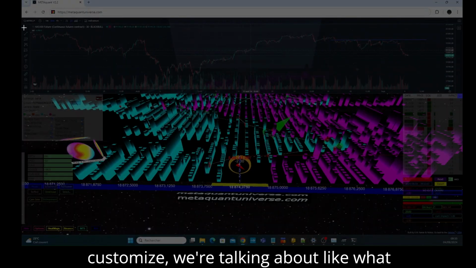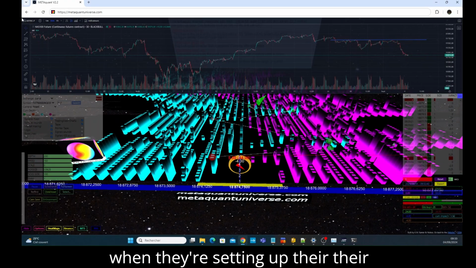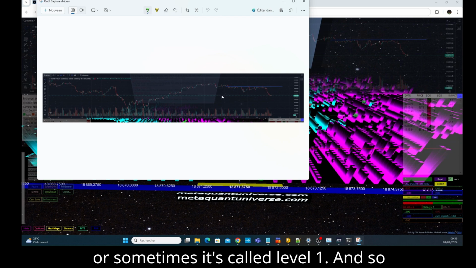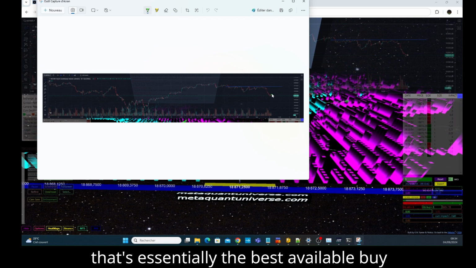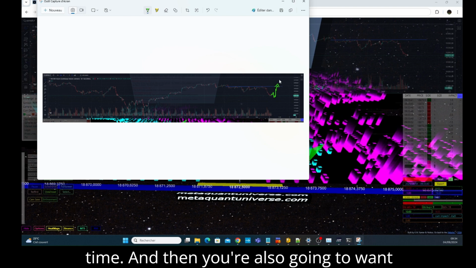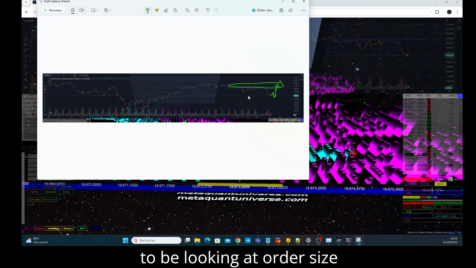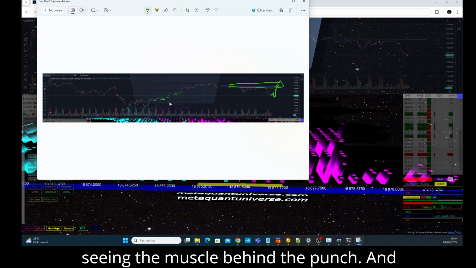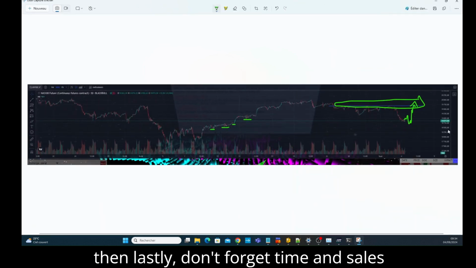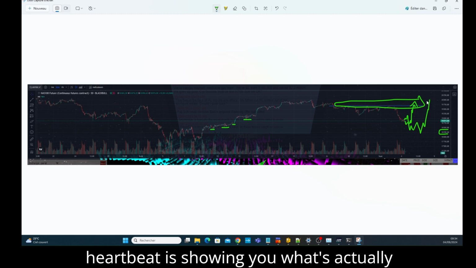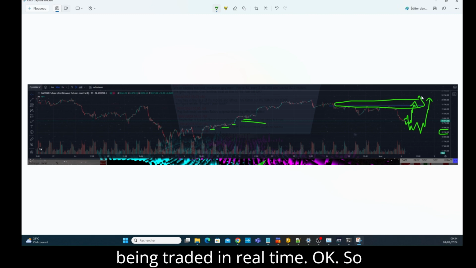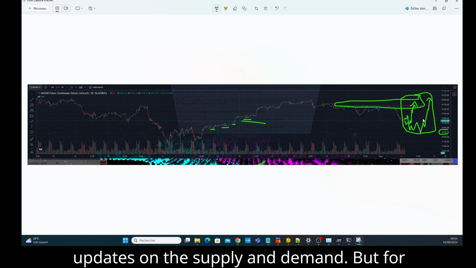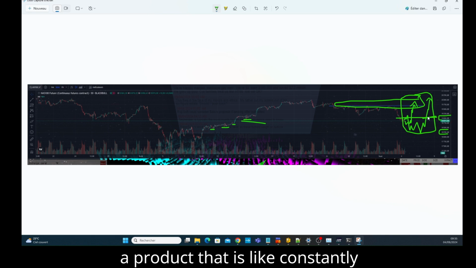And by customize, what should people be focusing on when they're setting up their platform for this kind of trading? That's a great question. First off, you've got what's called the top of book, or sometimes level 1. That's essentially the best available buy and sell prices in that very moment in time. Then you're also going to want to look at order size, because that tells you how much volume is actually behind those prices. It's like seeing the muscle behind the punch. And lastly, don't forget time and sales data. That's really the market's heartbeat, showing you what's actually being traded in real time. Okay, so it's like getting real-time updates on the supply and demand.